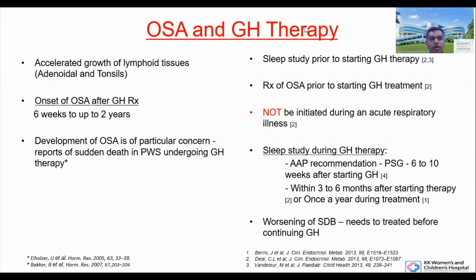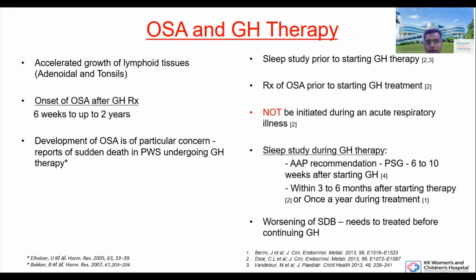So, important side effects of the growth hormone: it causes the accelerated growth of the lymphoid tissue, which is adenoids and tonsils. The development of obstructive sleep apnea following growth hormone therapy can happen anytime from 6 weeks up to 2 years after starting growth hormone. So we really need to closely monitor them.